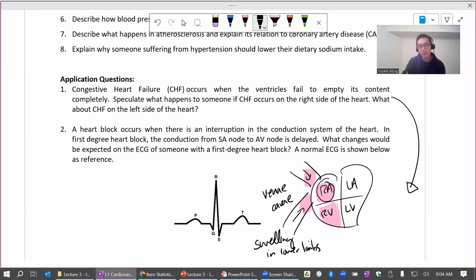Whereas if it happens on the other side, then this is from the lungs, right? So instead of having swelling in the lower limbs, if the congestive heart failure happens on the left side, then you will have edema. You will have swelling in the lungs. You will have pooling of fluids in the lungs. Okay, so that is the answer.